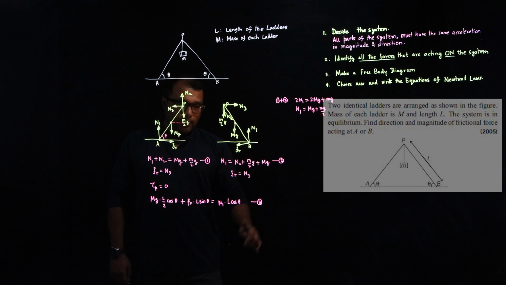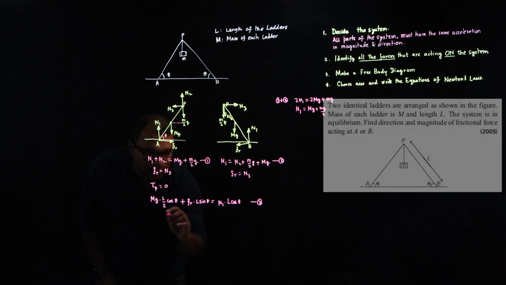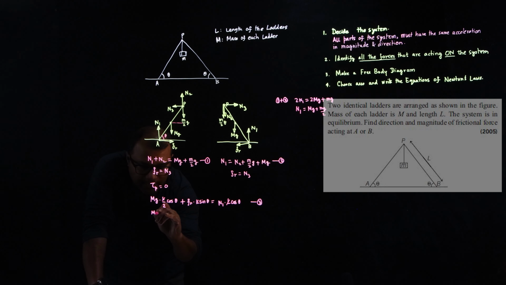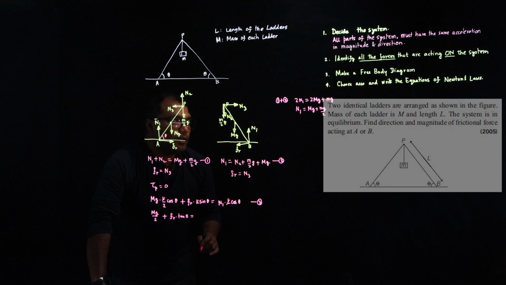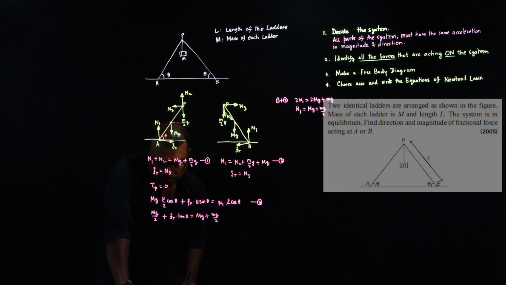Okay, now let's substitute this here. In fact, we can cancel out L. Let's divide both sides by cos theta. So that becomes mg by 2 plus Fr tan theta equals N1, and N1 is mg plus small mg by 2.